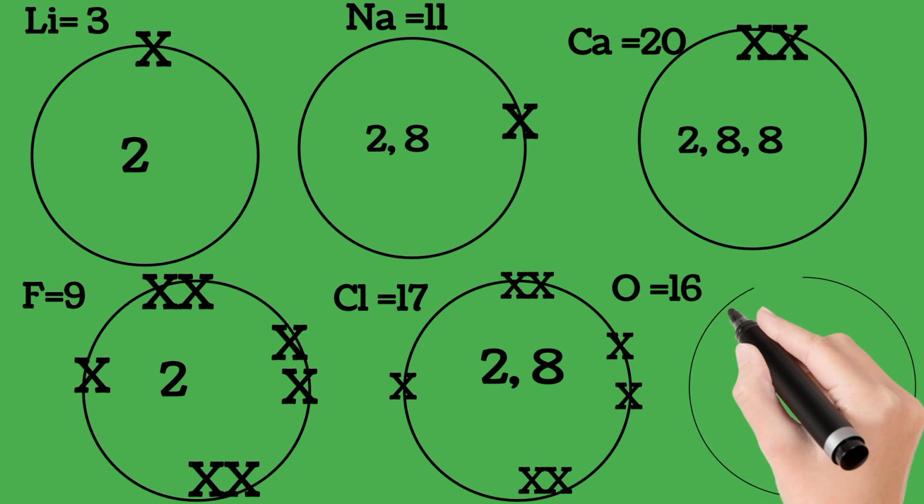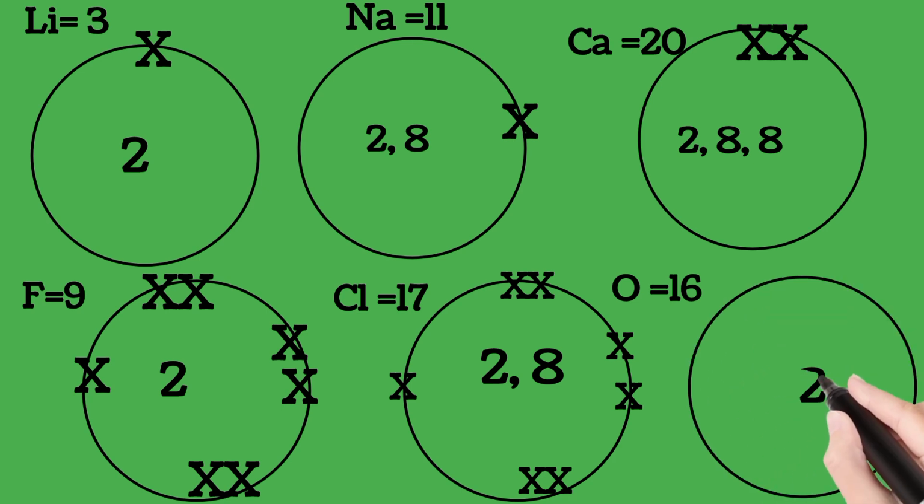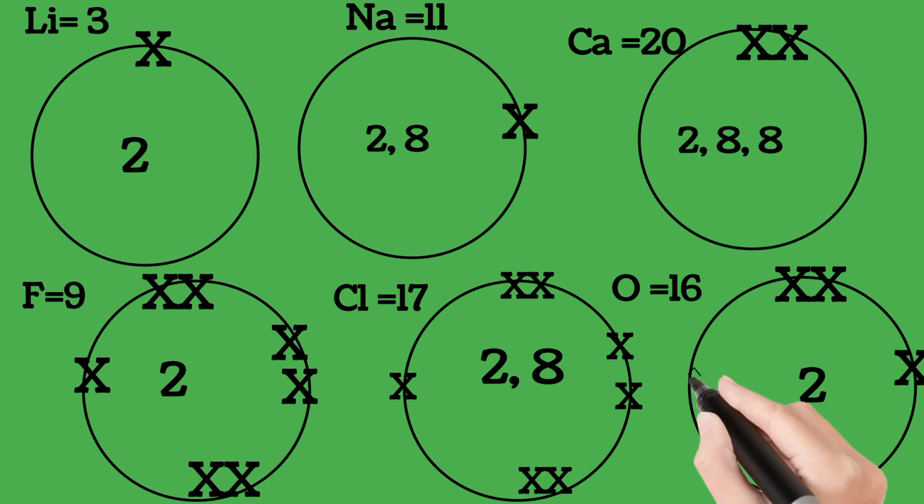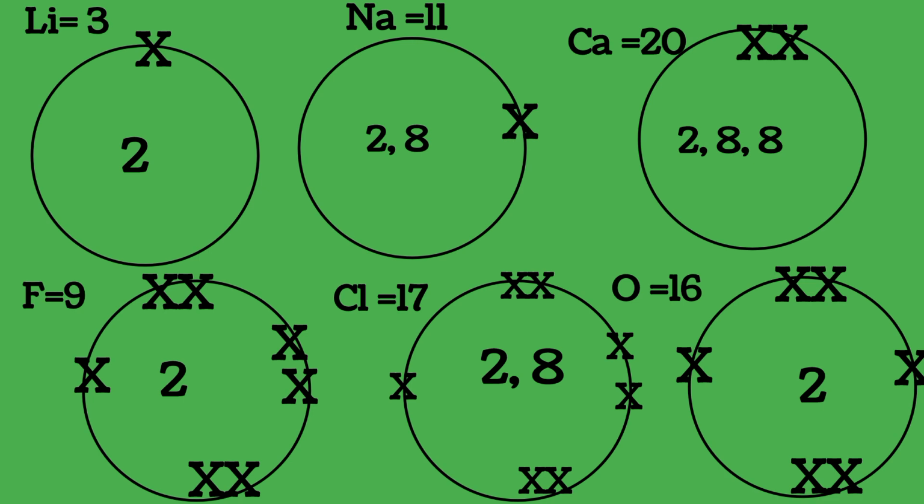Oxygen is 8. It has 6 electrons in the outermost shell. So it will prefer to accept 2 to form a stable structure instead of giving out the 6. So because it accepts 2 to attain the octet structure, it will become what?